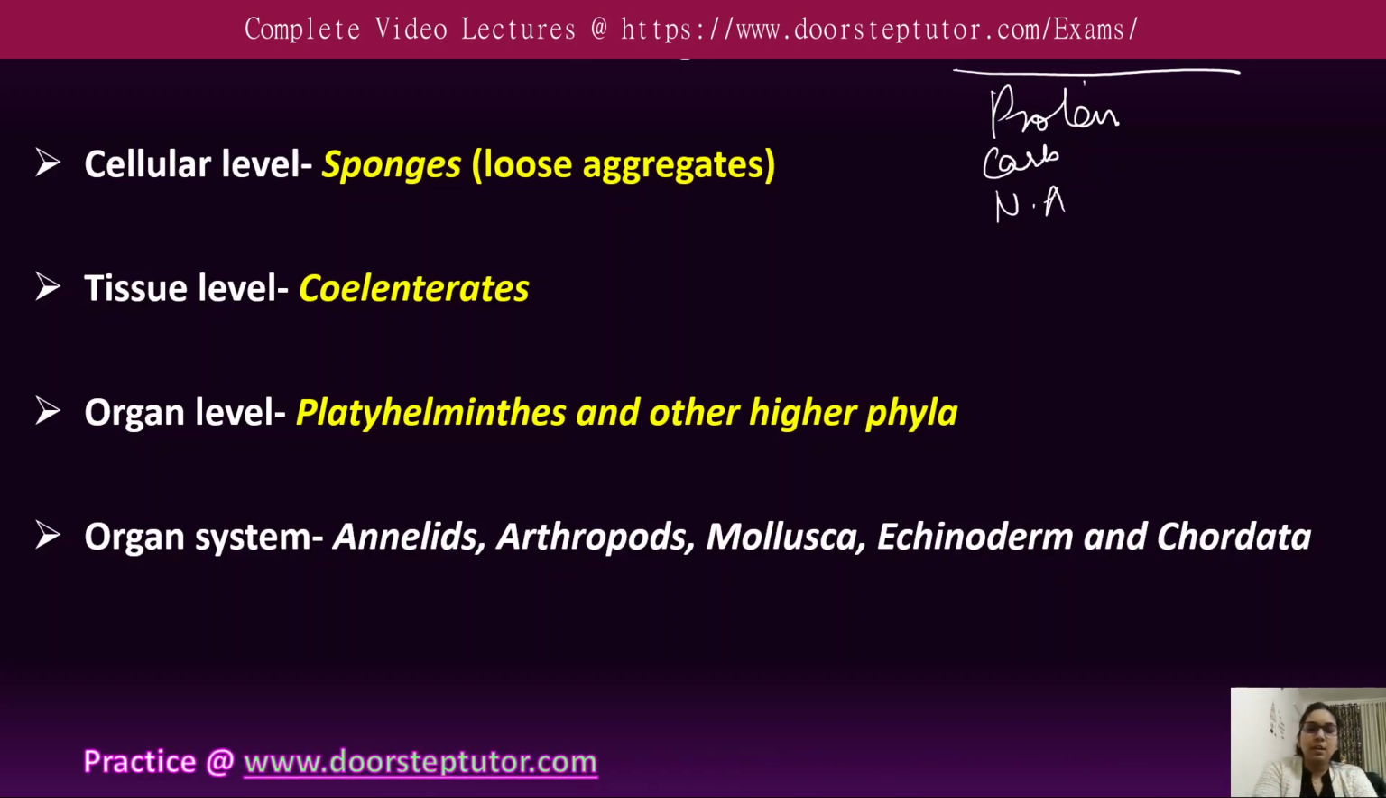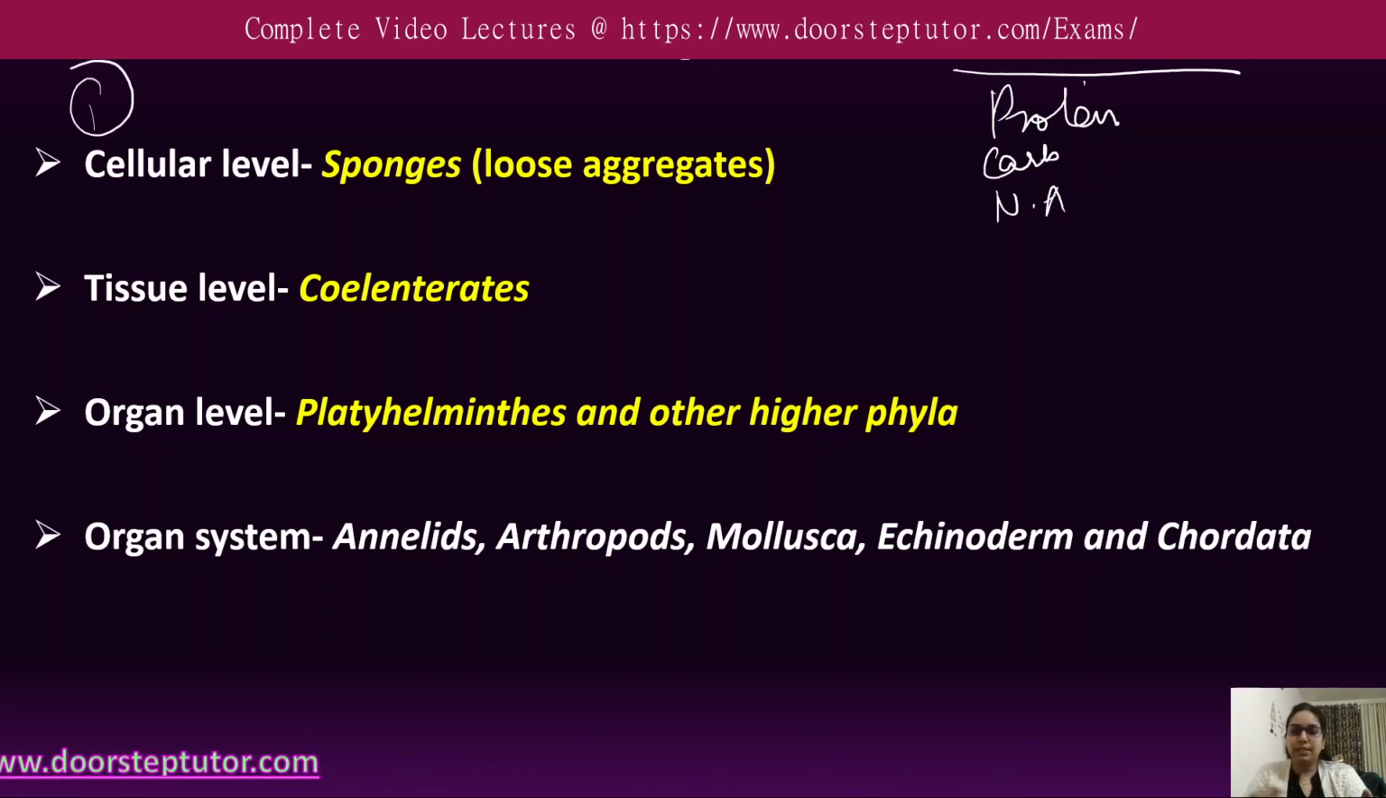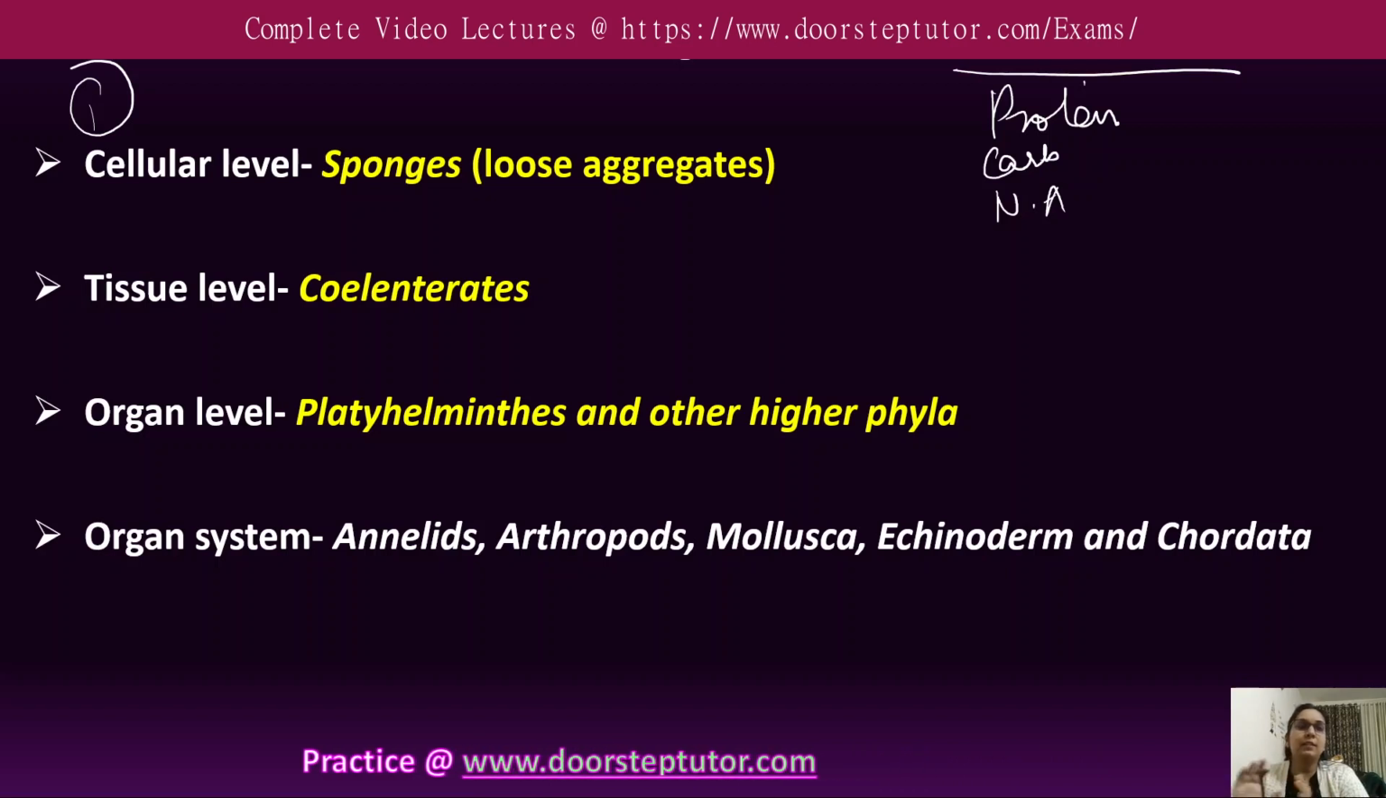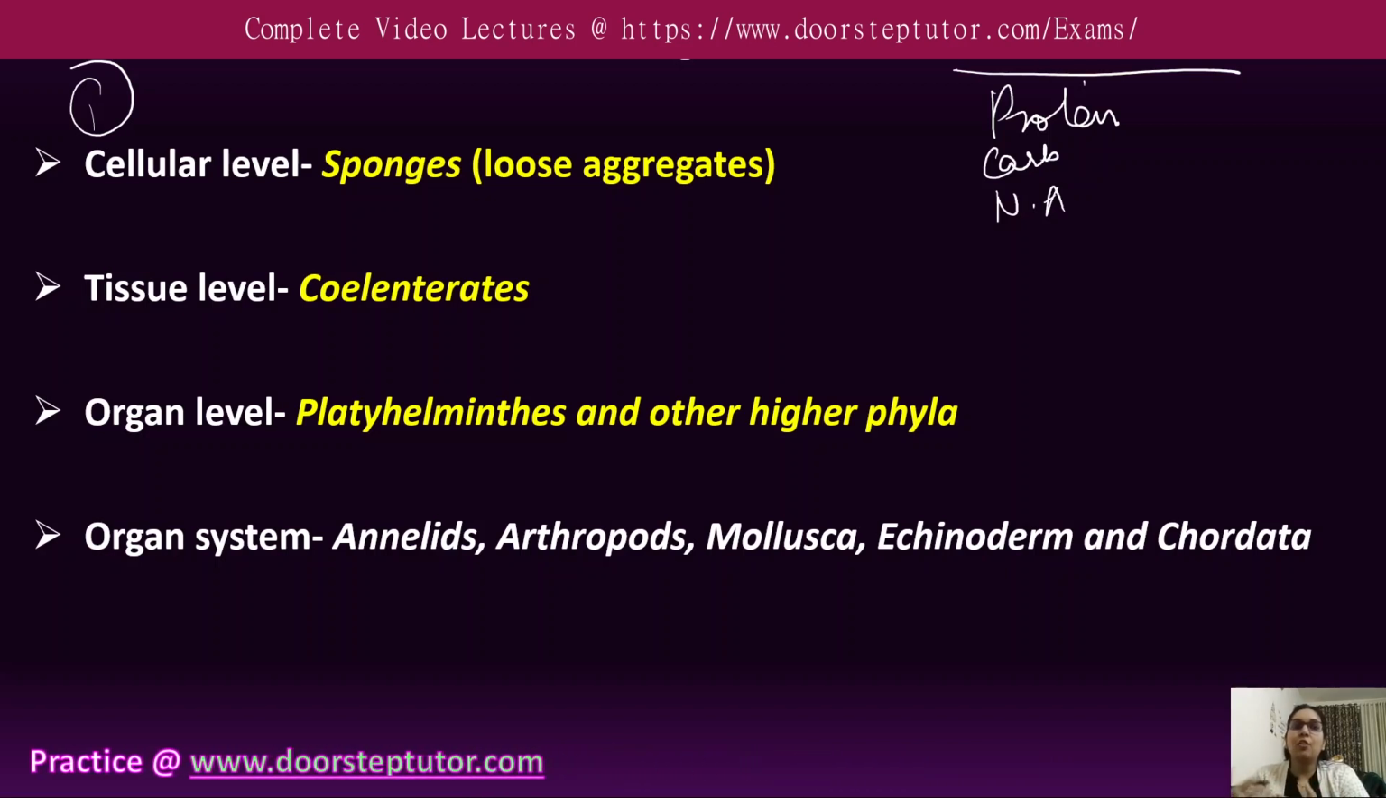Then here comes the cellular level. We know that the cell is the basic structural and functional unit of the living organism. If an organism is living, then cells must be present in it. In the non-cellular case, as in the virus, they are non-cellular, meaning they are not living organisms. That is why they multiply or get activated only in the body of the host. So let's come back to the cellular level.